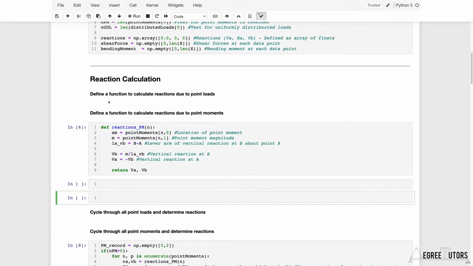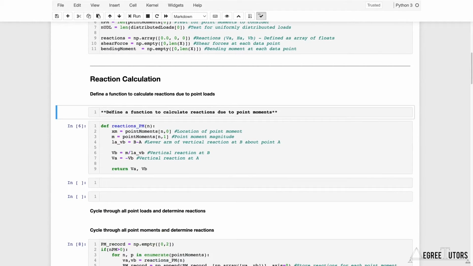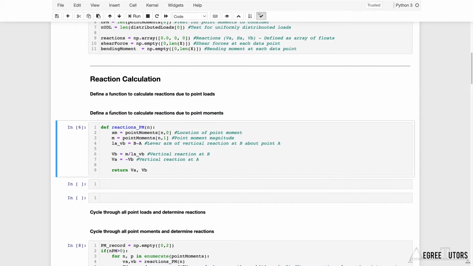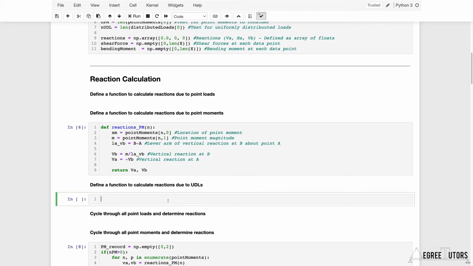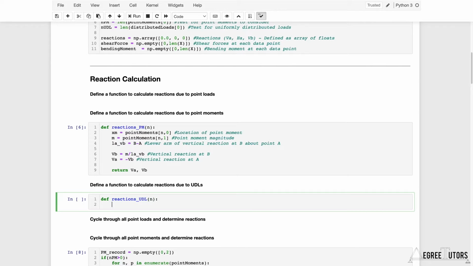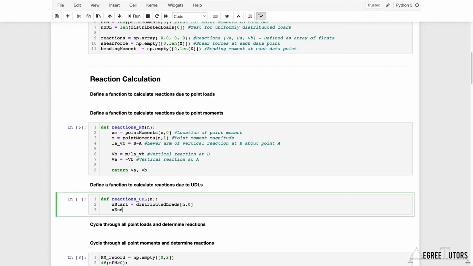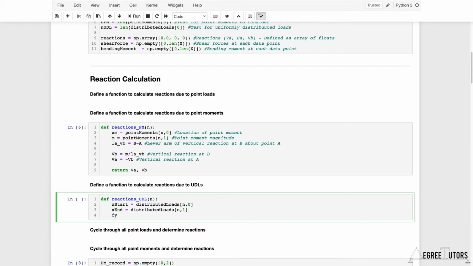So we'll come in and drop it in just below where we defined our last function for calculating reactions. I'm going to copy the name here, or the title. So define a function to calculate reactions due to, let's just say UDLs. All right, great. So what am I calling this function? I'm going to call it reactions underscore UDL. Again, it's taking n. All right, and we're going to extract out x start. We want x end. And let's define Fy as being the magnitude of the distributed load.